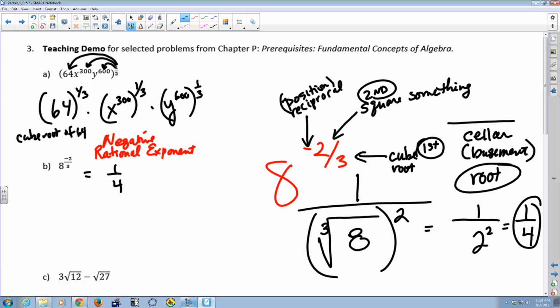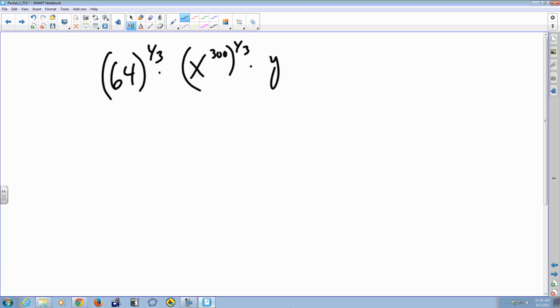So if we put this on a new page, because I run out of room because I write so big. Was it 300 first or 600? 300? Okay. So this says the cubed root of 64. Does anybody happen to know what number that is?